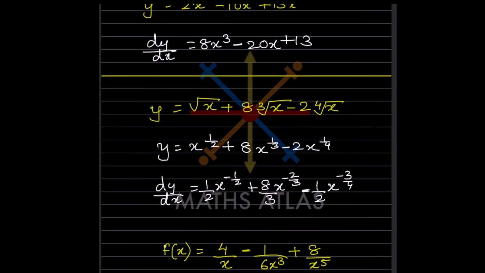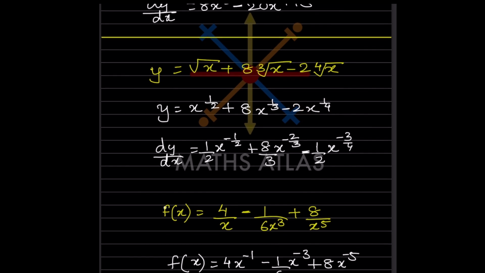Now for this one, root of x means you can write x raised to 1 by 2. First we will write y, we will remove the roots. Now this 8 as it is. For this one, cube root of x means x raised to 1 by 3. And this 2 write as it is, x raised to 1 by 4.